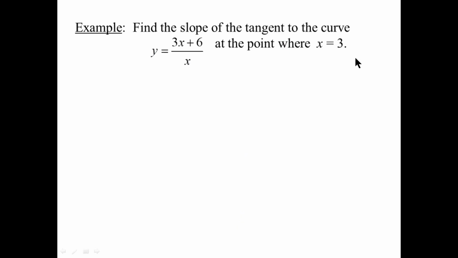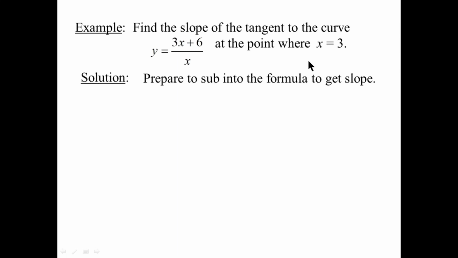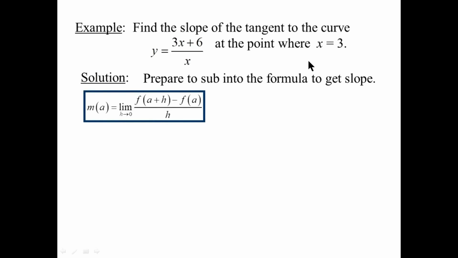Let's do it again. Find the slope of the tangent to the curve at the point where x equals 3. Solution, we have a formula, but we must prepare to sub into the formula. There's the formula, so we'll need f of a, and we'll need f of a plus h. A is 3 here, because we're interested in the point when x equals 3. So f of 3, plugging in 3 and doing the very simple math. F of 3 is 5.